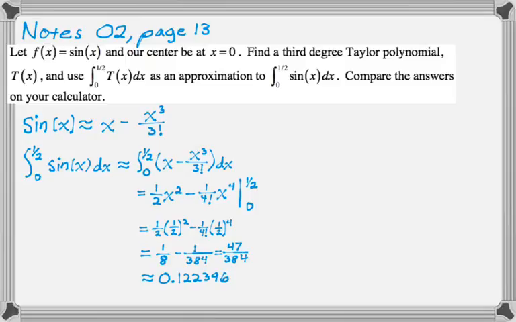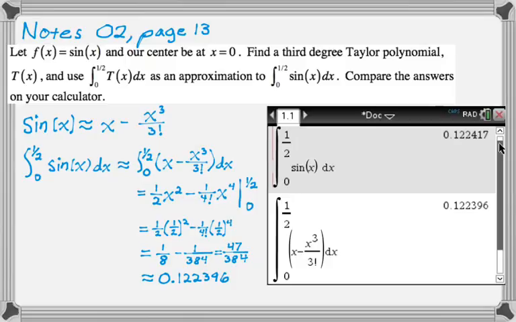And now let's compare it to what we get on a calculator. So what I did was I just used my Inspire to evaluate both integrals. And here's a screenshot. You can see to 3 decimal places they're exactly the same. If you round to 4 decimal places, they're still the same. And after that we start losing our accuracy. But it did a really good job.